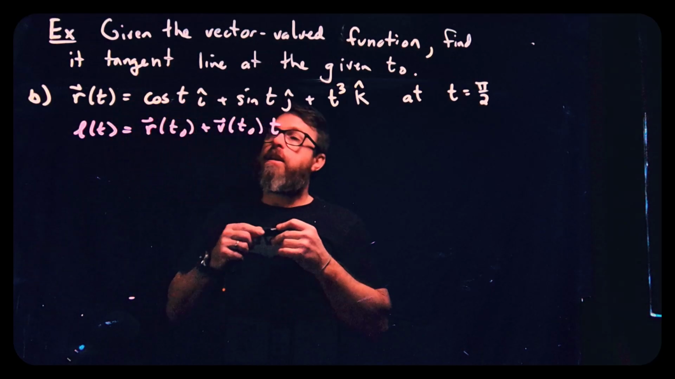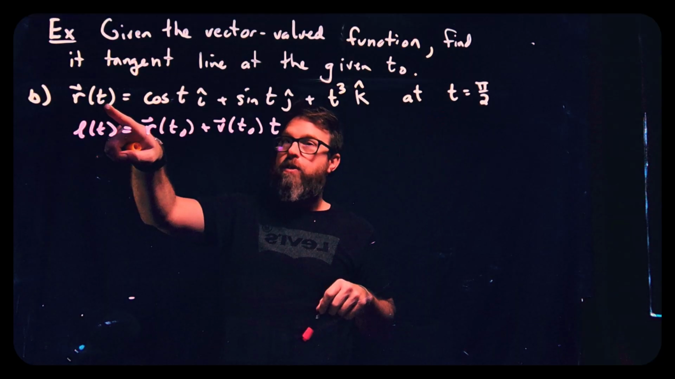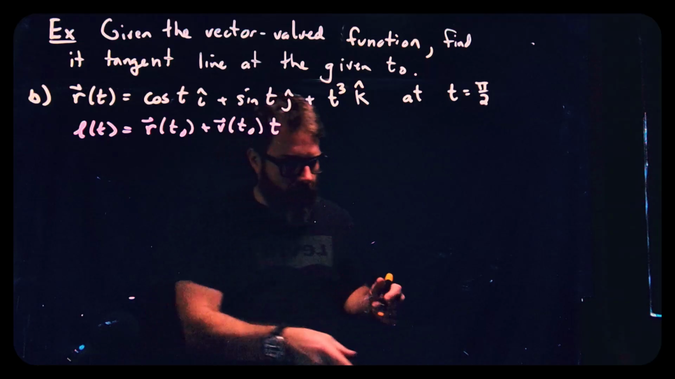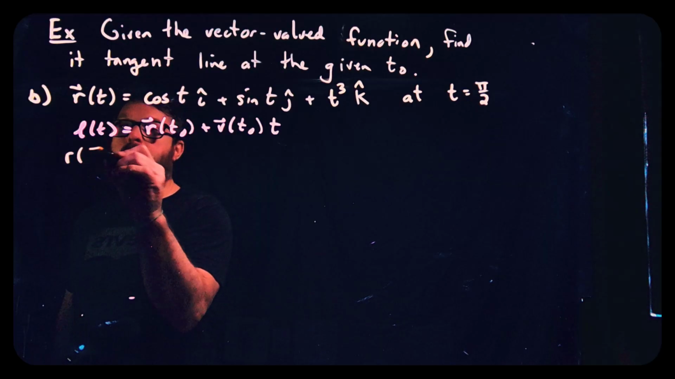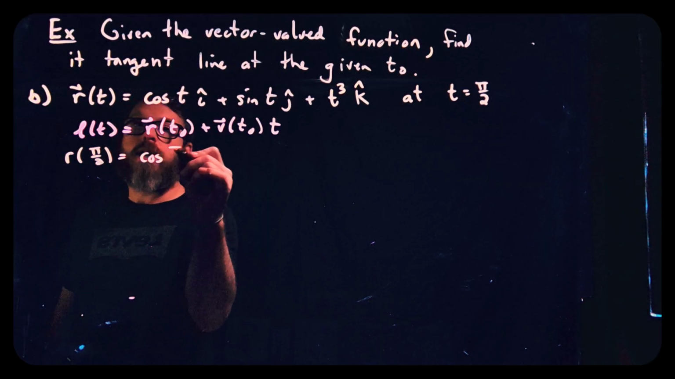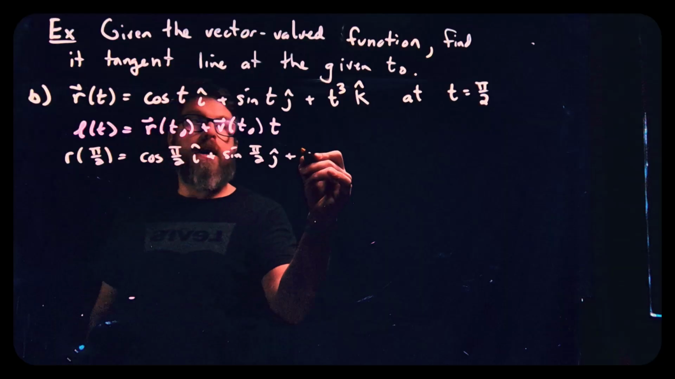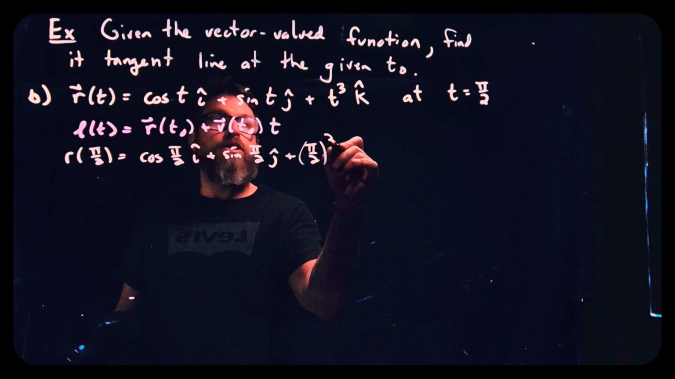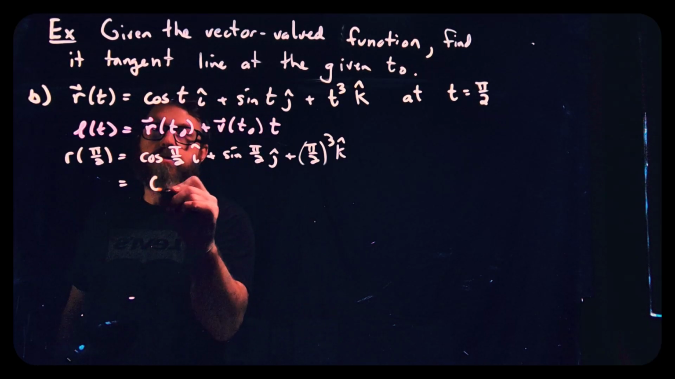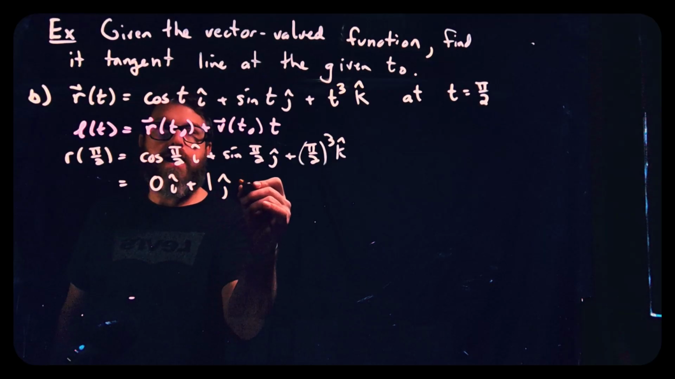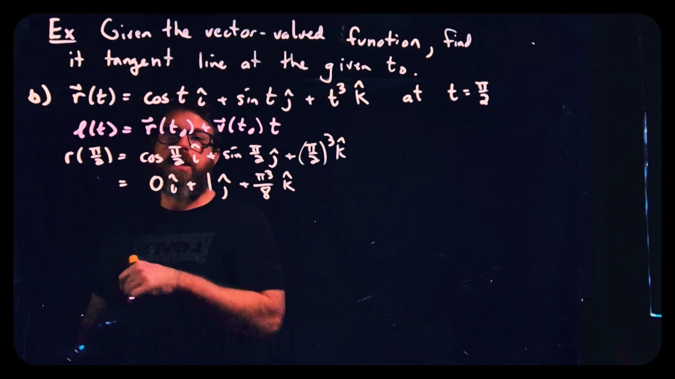So I'm going to need the initial point, which is going to be our vector valued function evaluated at pi over 2. And then I'm also going to need to know the velocity at that pi over 2. And then I can find these coefficients. So r of pi over 2 is going to be equal to the cosine of pi over 2 i plus the sine of pi over 2 j plus pi over 2 cubed k. And the cosine of pi over 2 is going to be equal to 0i plus 1j plus pi cubed over 8 k. This is still just a constant.